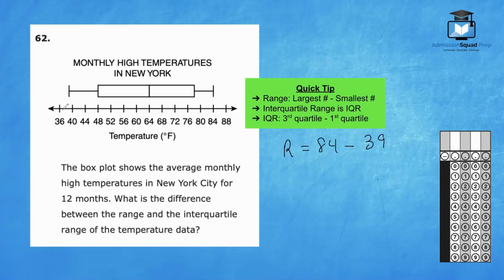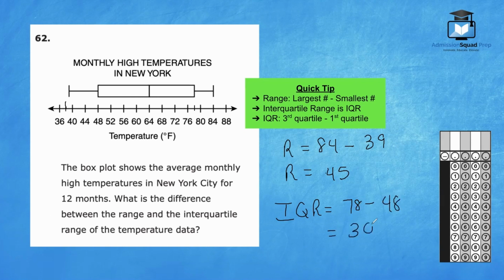I noticed that the difference between 36 and 40 is 4. Right halfway would be 38. So right in the middle here looks like 39. 84 minus 39 is 45. In order to calculate the interquartile range, we will take the third quartile, which is 78, and subtract the first quartile, which is 48. So we have 78 minus 48 is 30.